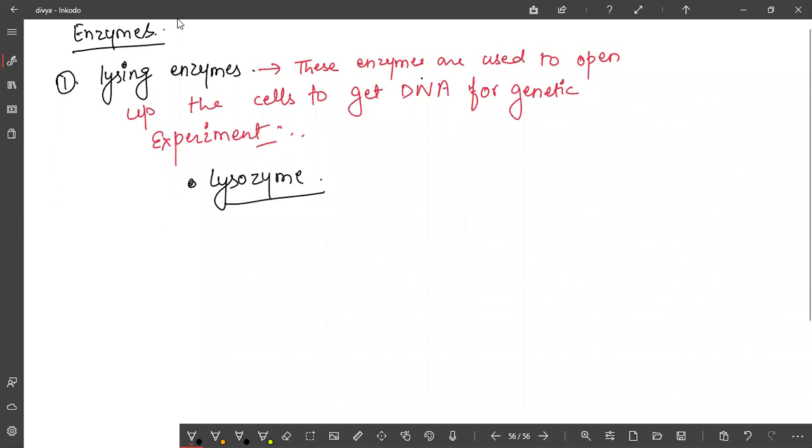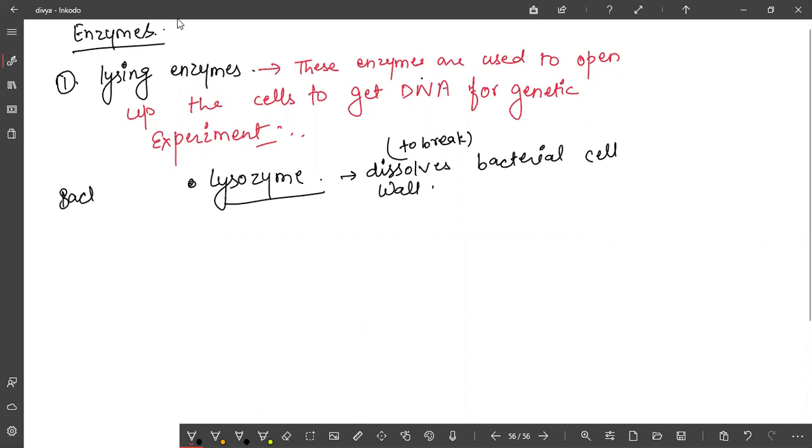Have you heard this term, lysozyme? What does it do? It dissolves or breaks, you can say. Lysozyme is for bacteria. So for getting DNA from bacteria, you will just use this lysozyme.